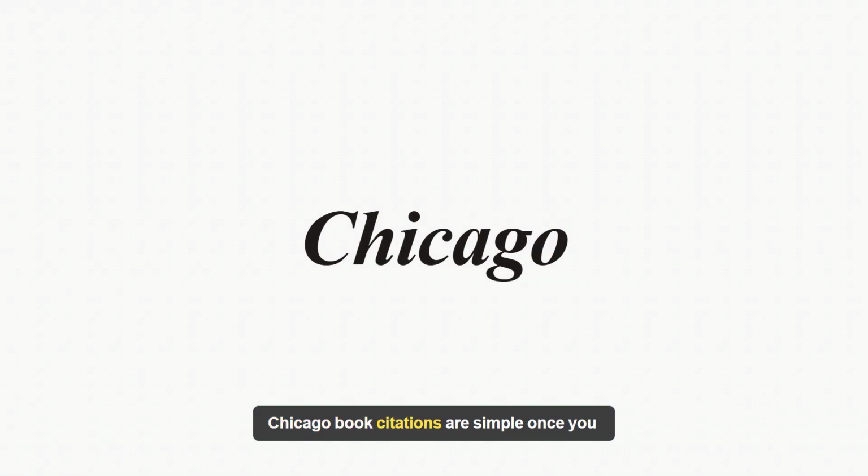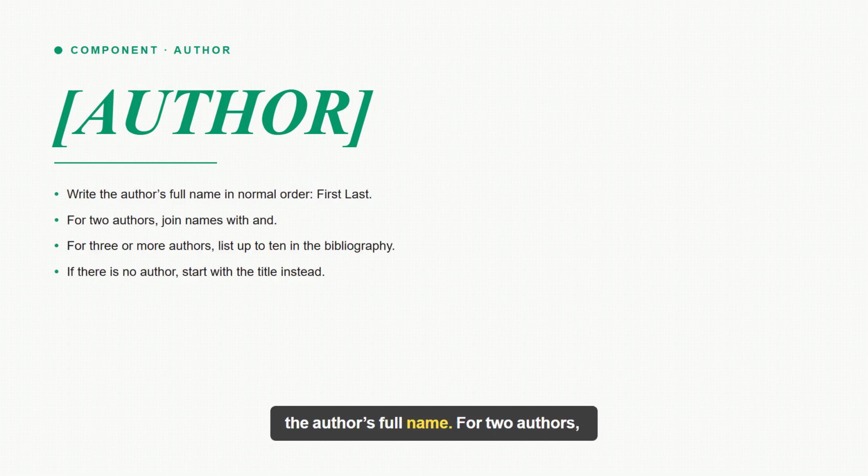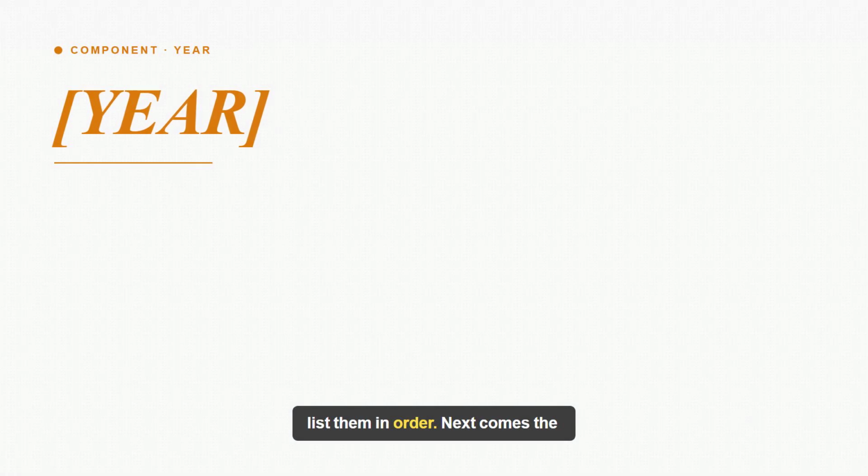Chicago book citations are simple once you know the parts. Use author, year, title, and publisher in this order for books. Start with the author's full name. For two authors, use and. For several, list them in order.